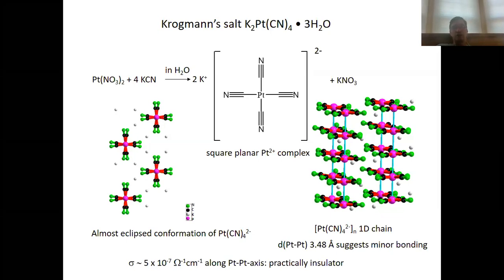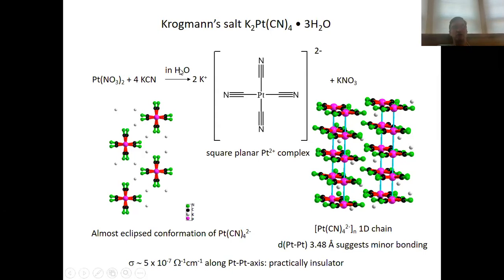So Krogmann's salt is a pretty simple but fascinating compound, both from aspects of chemical bonding, but also from the property aspects. So Krogmann's salt is nothing else but potassium tetrachloroplatinate. You can make it very easily from platinum nitrate and potassium cyanide in aqueous solutions.